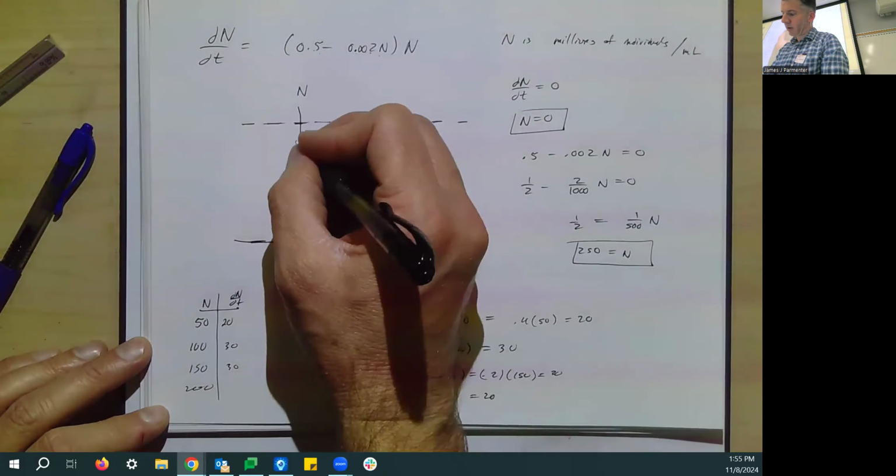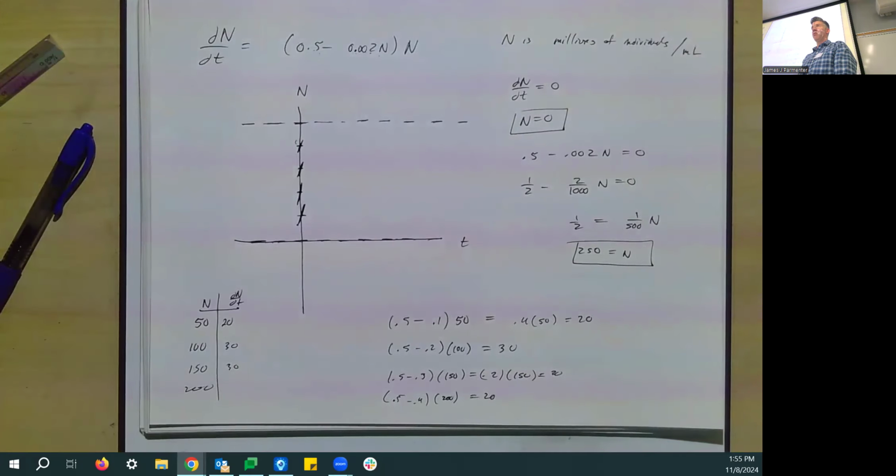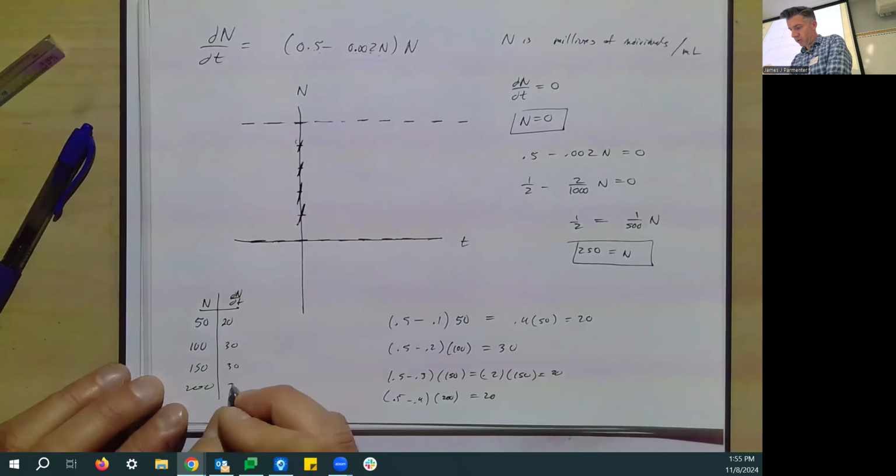I suppose these are kind of wonky looking because of my scale. These might look a little flatter if I adjusted for the fact that my n values are much larger than my t values. And then 20, and then 250 at 0.